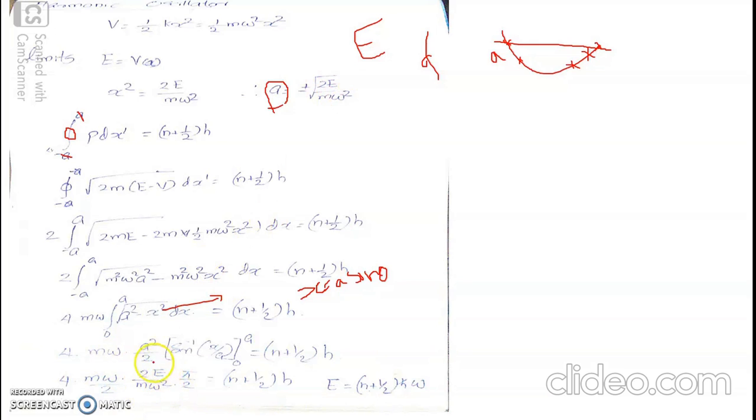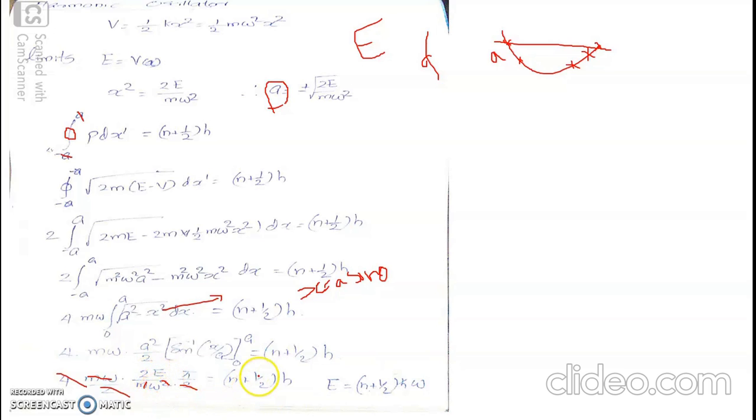Because I am interested in evaluating the energy eigenvalue, on the left side I will have to obtain energy E into sin inverse x by a. Upon giving the upper limit, sin inverse a by a, sin inverse 1, that is pi by 2, minus sin inverse 0, which is 0, that is equal to n plus half h. Now 2 into 2 vanishes with this 4. m omega vanishes with this m and omega square. Take 2 pi to the right side. E is retained on the left side.